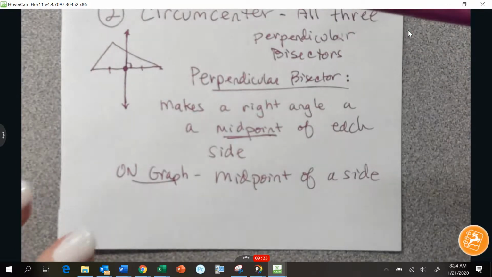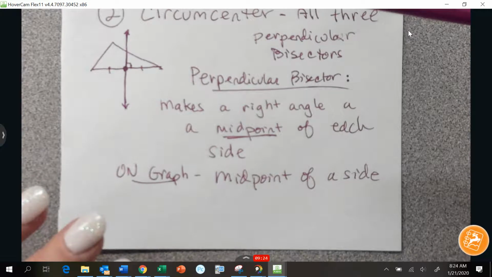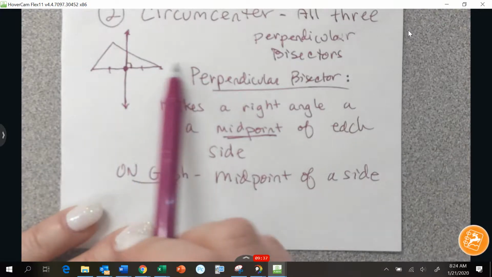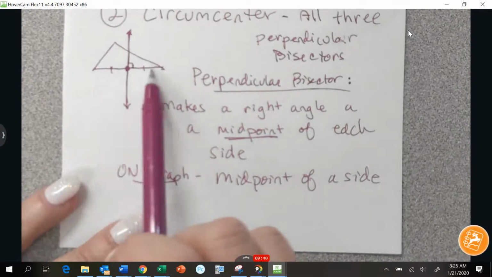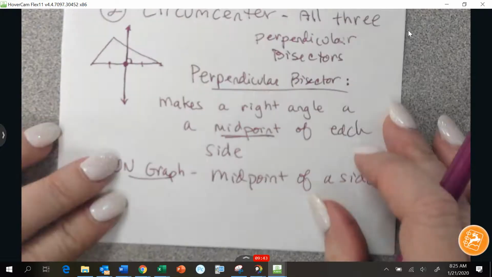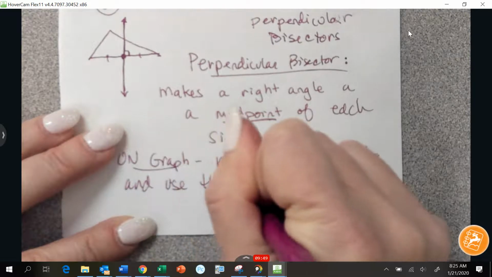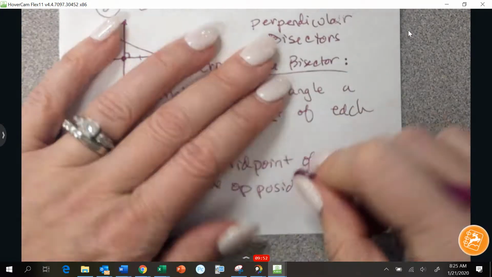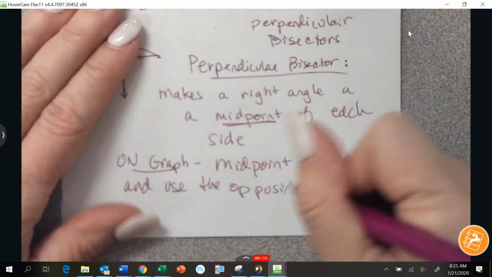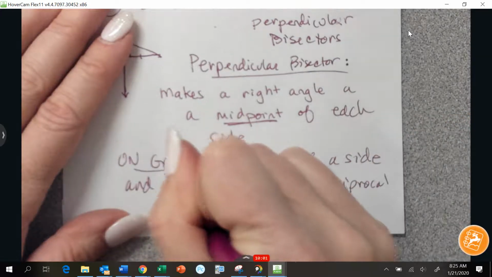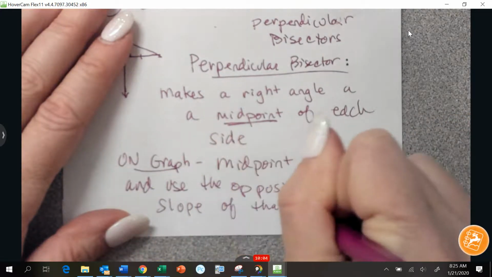How do you make a perpendicular line on the coordinate plane? Perpendicular is what? Aaron? Opposite reciprocal of what? Of the slope of the side that the midpoint is on. We need to find the opposite reciprocal slope of whatever side that midpoint is on. So we have the midpoint of a side and use the opposite reciprocal slope of that side.